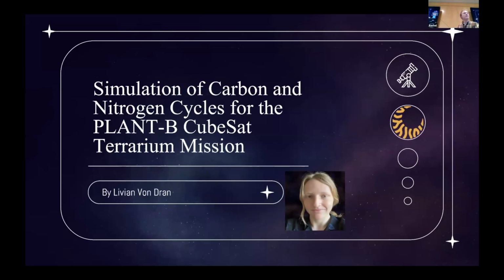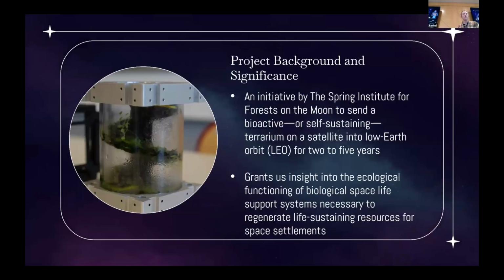Hello, everyone. My name is Livian Von Dran, and I am an entomologist for the Spring Institute for Forests on the Moon. So, the Plant Bee CubeSat Terrarium project is an initiative by the Spring Institute to send a self-sustaining terrarium into low Earth orbit for 2 to 5 years. And the significance of this project is that it will grant us insight into the ecological functioning of biological space life support systems that are going to be necessary to sustainably replenish life-sustaining resources for space settlements.